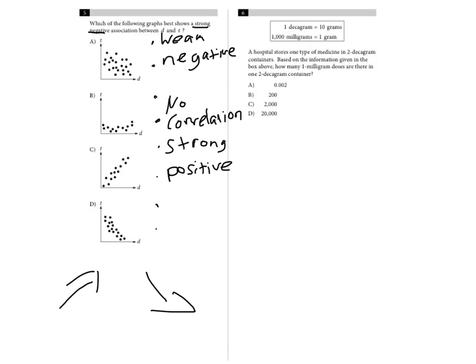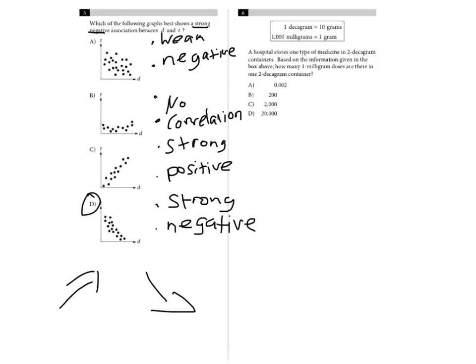Finally, again, answer choice D. It's pretty strong. They're all pretty bunched together, so that's strong. And what direction is it going? Negative, positive. Looks like it has a negative slope. I would say negative, not weak. And we wanted to figure out which answer choice has a strong negative association, so that would be D.